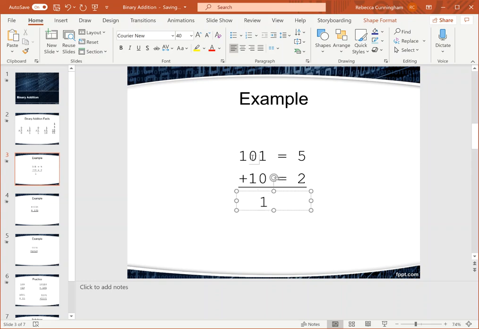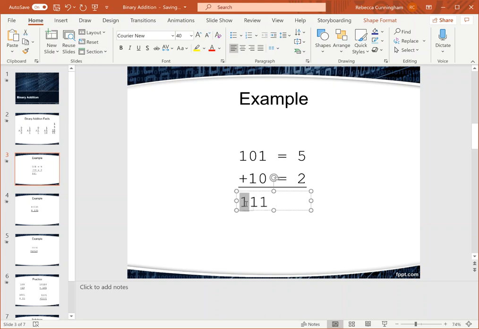And then I move over to my next column. 0 plus 1 is 1. And then there's nothing here except this plus sign, so this 1 just drops down to 1. Okay, so my answer is 1, 1, 1 in binary, which is the equivalent of what?